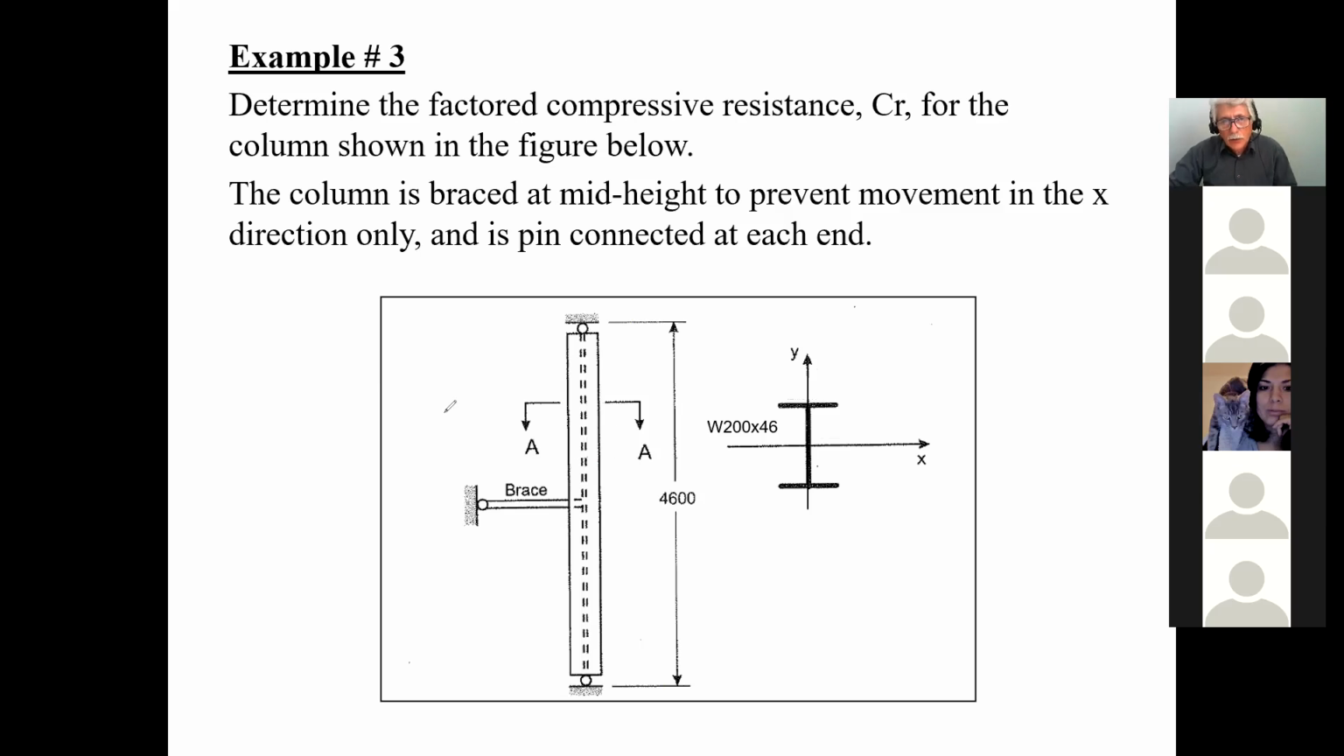And therefore, here the Lx value becomes 4,600, but the Ly value is half of that. It's 4,600 divided by 2. Here I put it in the middle just to make it simple, but if the brace happens to be here, then you take this as being the Ly value. Whatever it is, you take the longest length that the brace is.